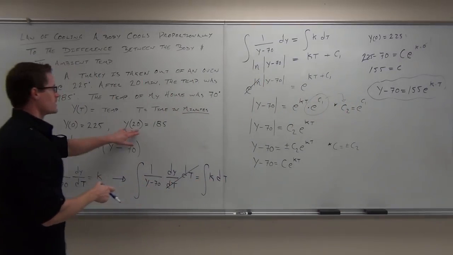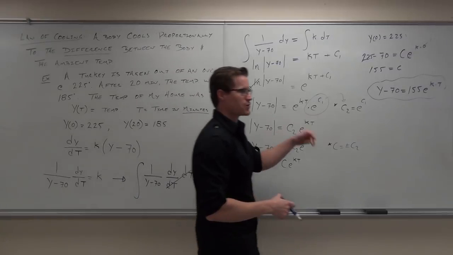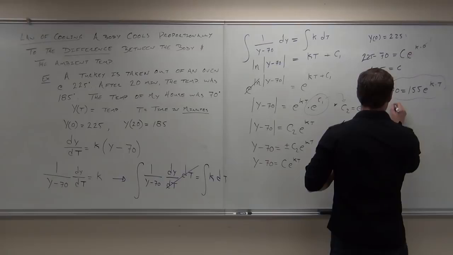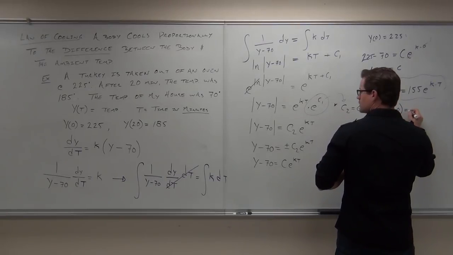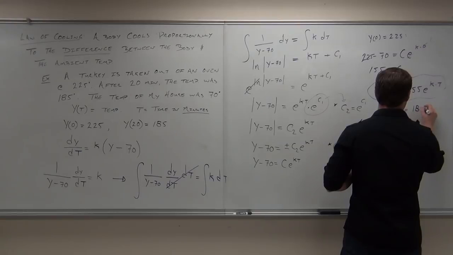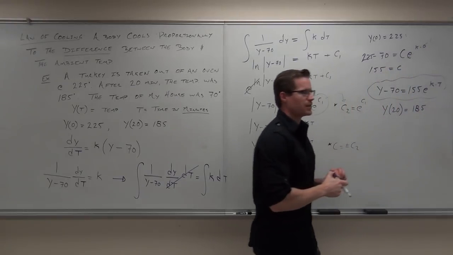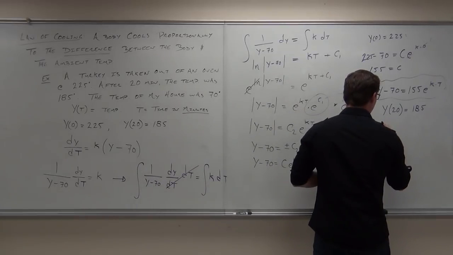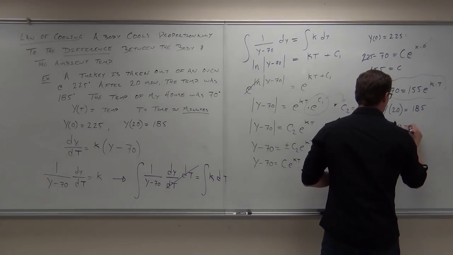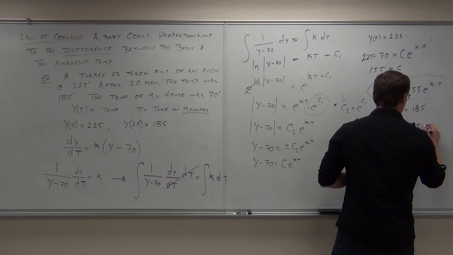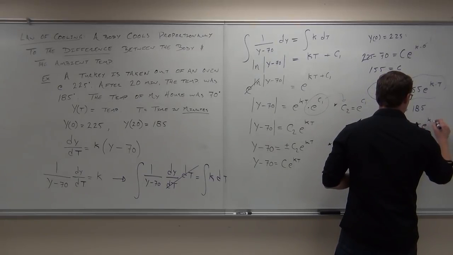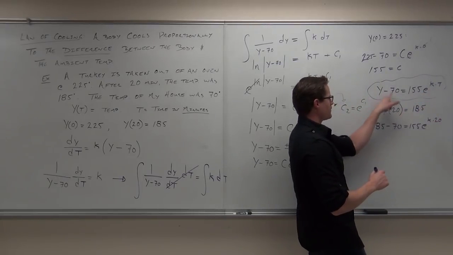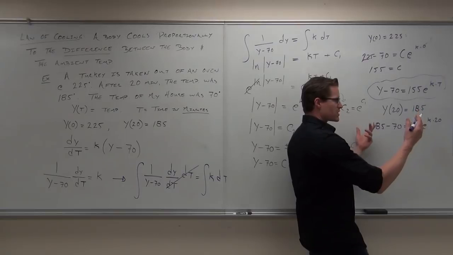But this next piece is going to make it so that we can solve for my variation. So if y of 20 equals 185, let's continue to plug this in. Go for it. What do we do? 185 minus 70. 185 minus 70 equals 115. E to the k times 20. Perfect. 20 is our time. 185 is our temperature. Now we solve it.